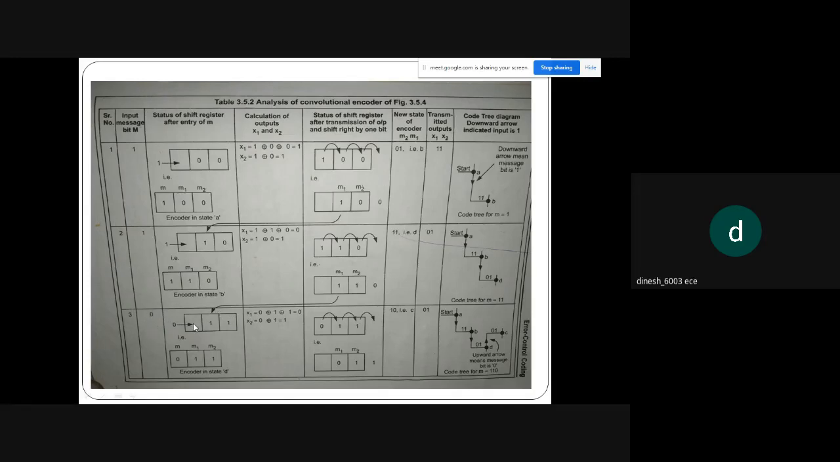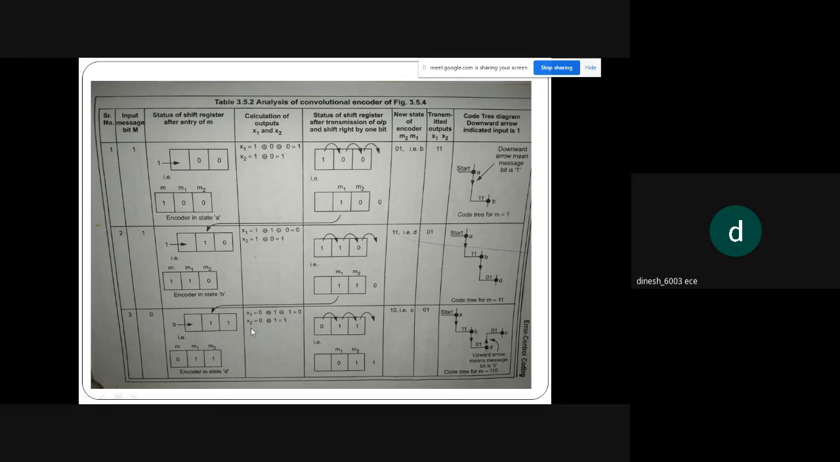So when I send 0, the already existing M2, M1, which is 1, 1, is the D state. Okay, I'm going to give 0 for that. So if I give 0, the output will be 0, 1. X1, X2, the transmitted outputs are 0, 1.